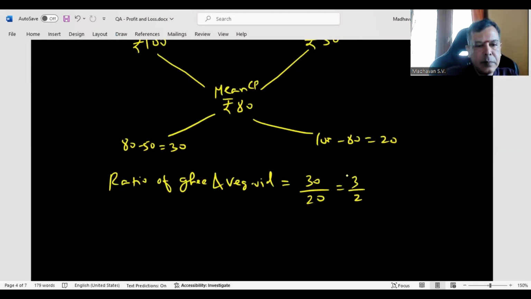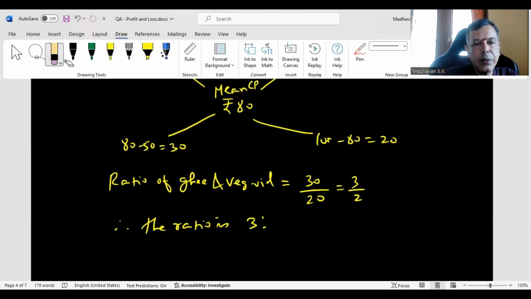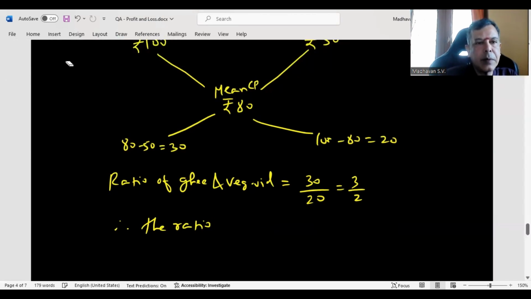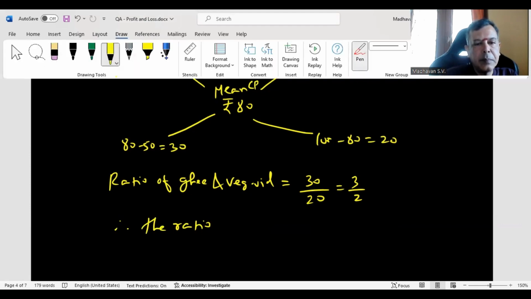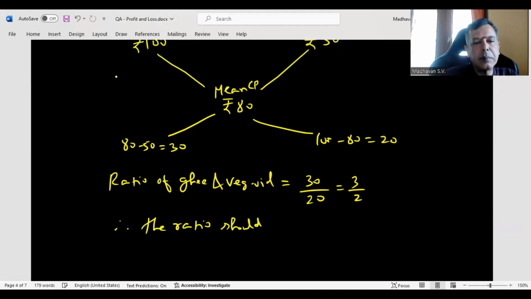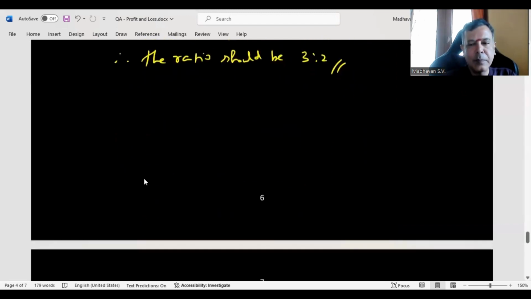Therefore, the ratio should be 3:2. So that is the solution for this. Let us move on to the next question.